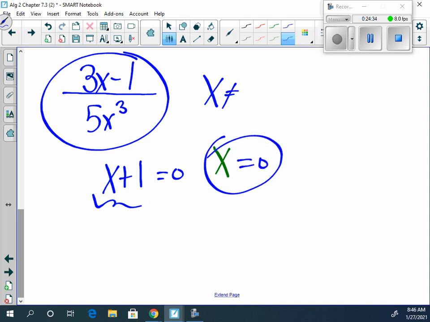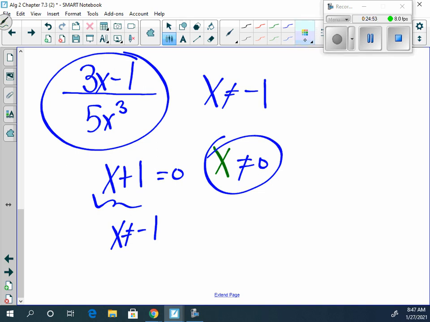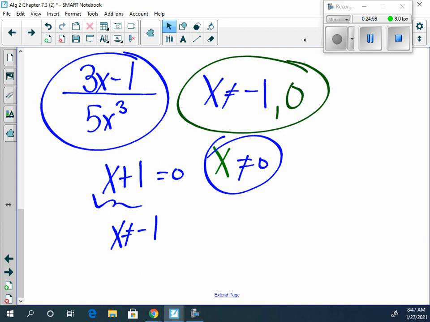That's already said and done. How about x plus 1? x cannot equal negative 1, because negative 1 plus 1 is 0. So x cannot be equal negative 1. We can say it also can't be 0. So these here are restrictions. Questions on this here?